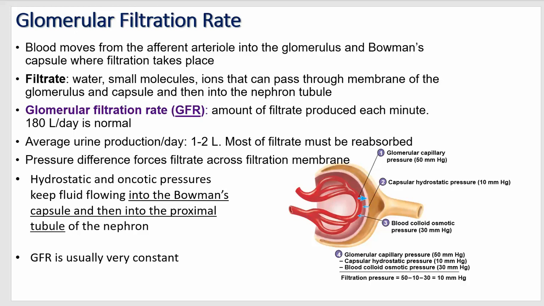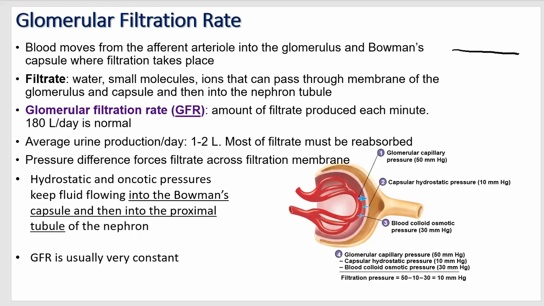We want to filter stuff really, really fast, but maybe you're not filtering things as well. If you're filtering fast, maybe you're losing more urine. So we need to keep a really close eye on our glomerular filtration rate. We want that rate to be consistent, even if blood pressure is varying, okay?